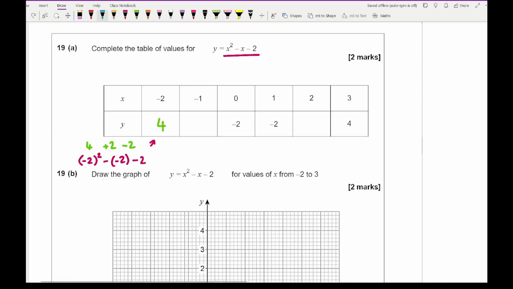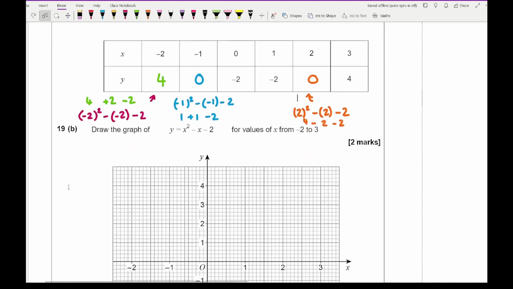Then for the next value, we're looking at x equals minus 1. So that's going to be minus 1 squared, minus minus 1, take away 2. Minus 1 squared is 1. Minus minus 1 is positive 1. Take away 2. 1 plus 1 is 2. Take away 2 is 0. Then for this next one, we've got 2 squared minus 2, take away 2. So 2 squared is 4, take away 2, minus 2 gives us an answer of 0.